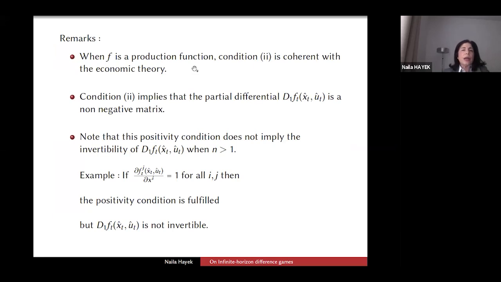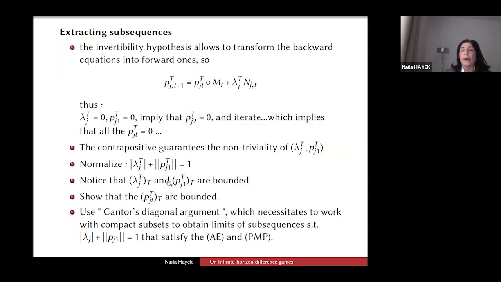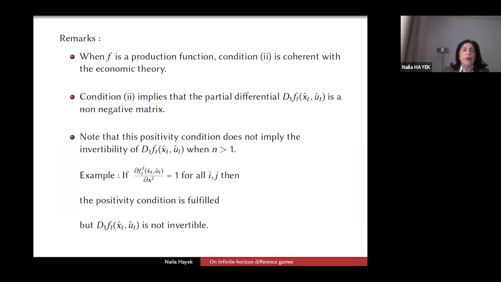So when f is a production function, the condition 2 is coherent with what we know from the economic theory. And this condition implies that the partial differential d1 ft is a non-negative matrix, of course. Now, notice that this positivity condition does not imply the invertibility of d1 ft ut when n is greater than 1. Of course, if n is equal to 1, the two conditions are the same.